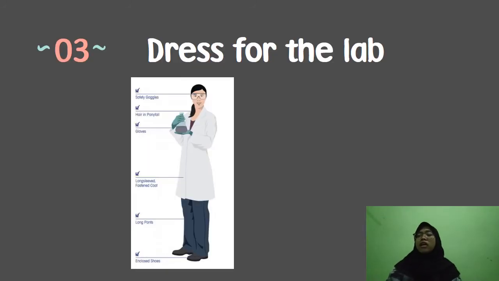Clothing is one of the best forms of protection against an accident. Please wear covered shoes, long pants, lab coat, gloves, safety goggles, and keep your hair up so it can't fall into your experiment or a flame.